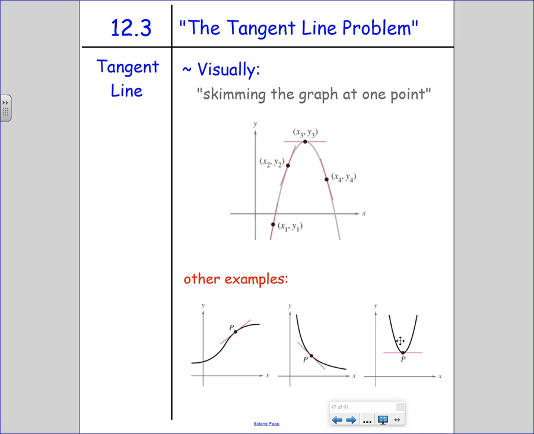Wait, don't totally pack up. We still have 4 minutes. So 12.3, let's at least get notes started just a little bit. The goal today on the calendar was to start 12.3. Totally fine, because the cool thing is our book didn't even know it, but we already talked about the tangent line problem. We already talked about how a tangent line skims the graph at one point. That was very loud. I apologize.